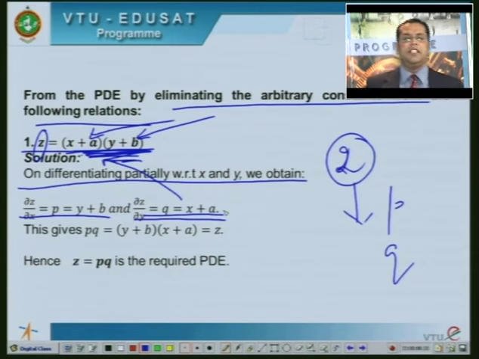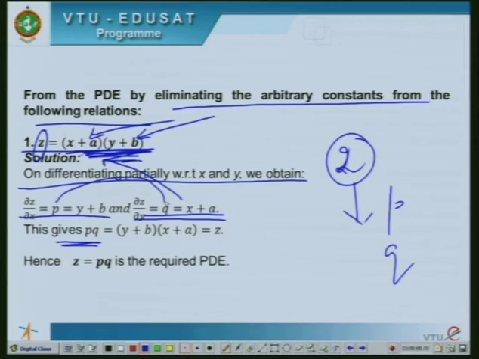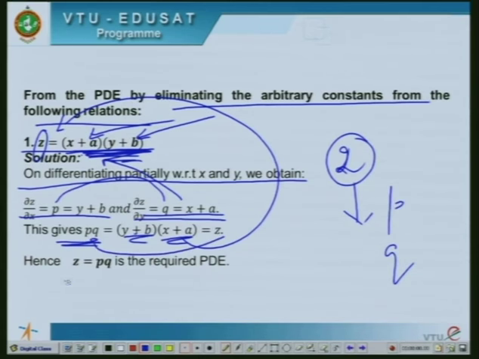So, after you finish the differentiation, you should go for elimination. The elimination can be done by using p, q and the given relation or only the derivatives, whatever method is suitable to the given expression. So, what we do here, multiply the partial derivatives obtained, p and q. If you multiply p and q, I get pq equal to (y plus b) into (x plus a), but (y plus b) into (x plus a) is nothing but the given expression z. So, finally pq equal to z or z equal to pq is the required PDE, which you can see friends is a PDE of order 1.